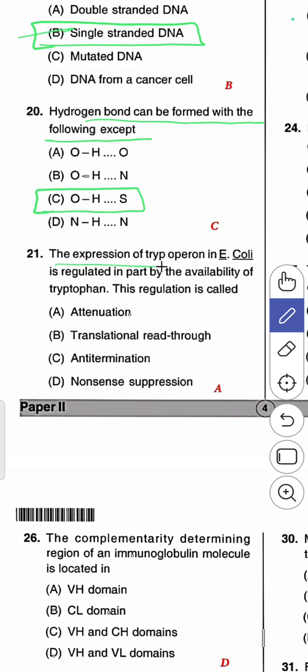The expression of tryptophan, that is the tryptophan operon in E. coli, is regulated in part by the availability of tryptophan. This regulation is called attenuation. So attenuation is the term that will be used for this kind of regulation. So 21 is the right answer.